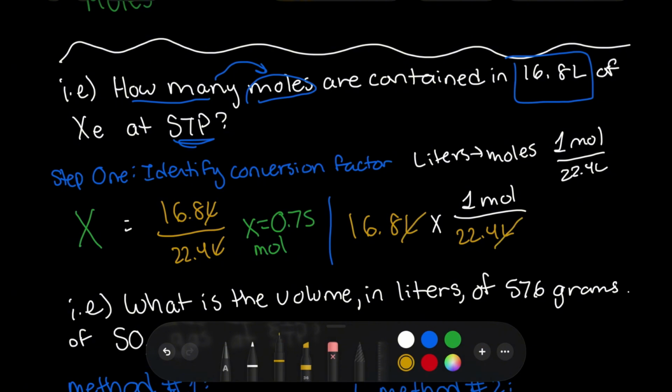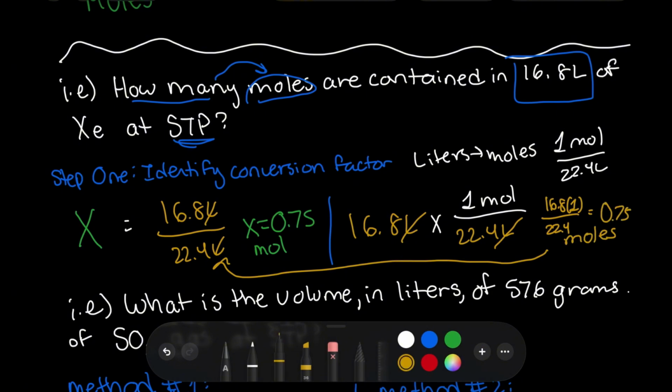And we just do 16.8. So I will just rewrite it. 16.8 times 1, the 1 mole, divided by 22.4. And we'll get the same thing as the previous one over here, because it's the same exact structure. So we would get 0.75 moles. And that's how you know your answer is right.